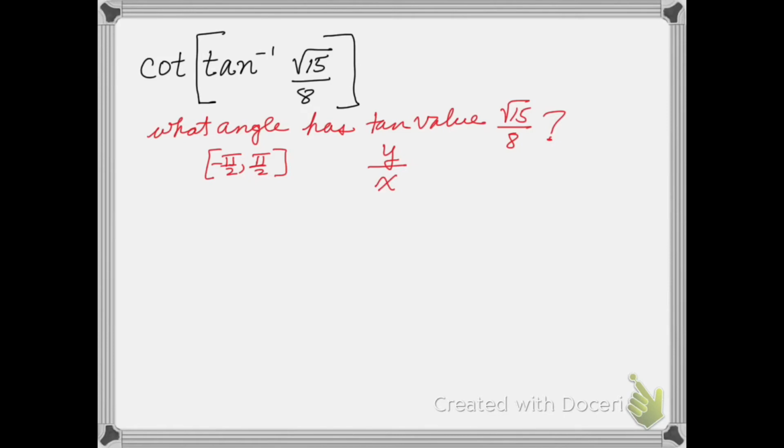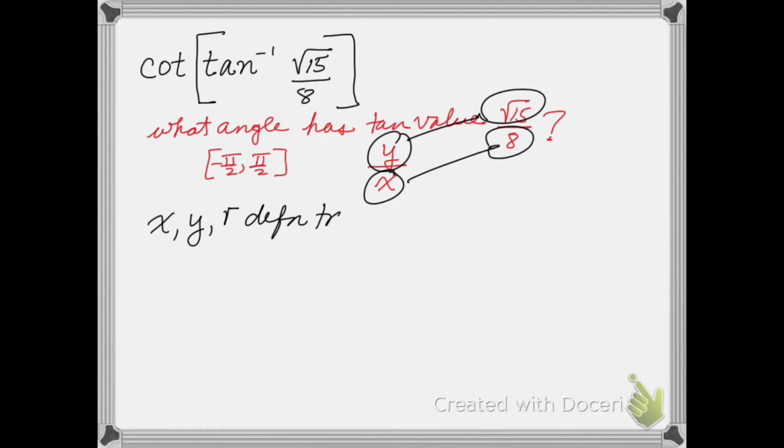What angle between negative pi over 2 and pi over 2 has tangent value, that's y over x, of rad 15 over 8? Well, we don't know. We don't have rad 15 over 8 on our unit circle. But what can we say here? I could say that rad 15 is y, and that x is 8. So I'm talking in terms of the x, y, r definition of trigonometry.